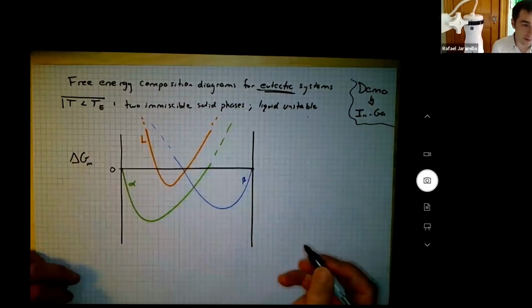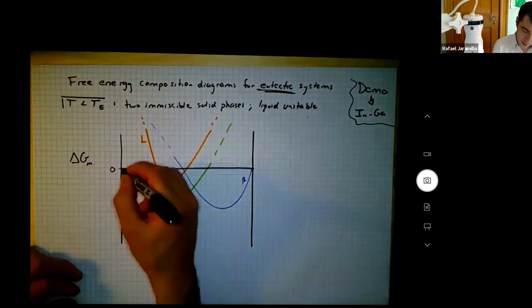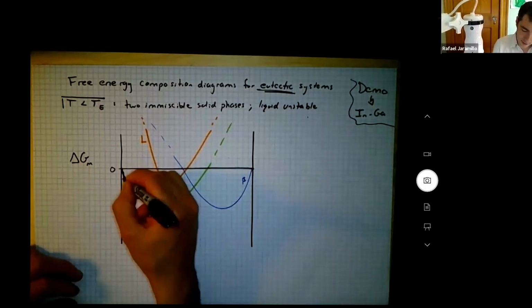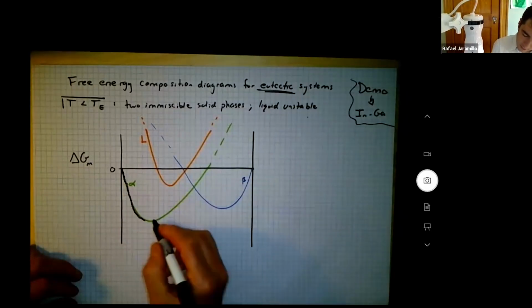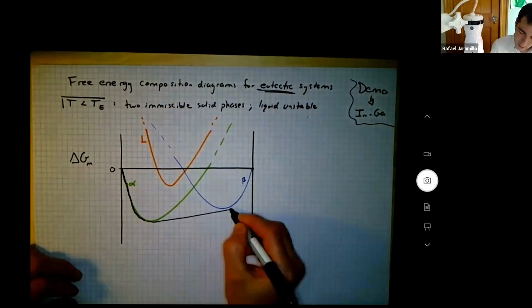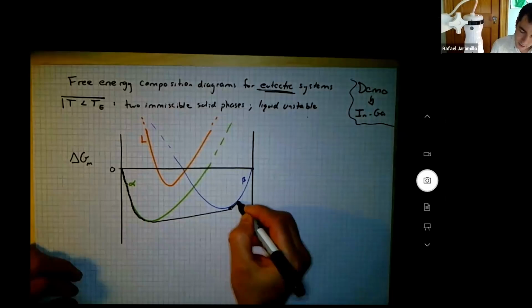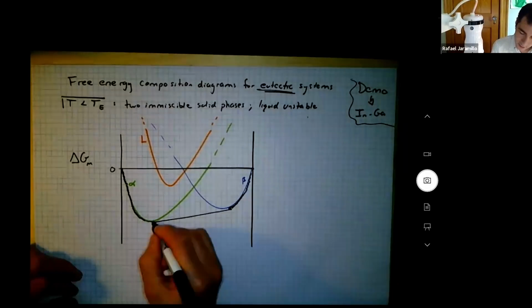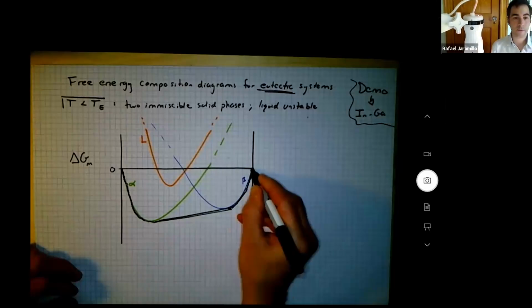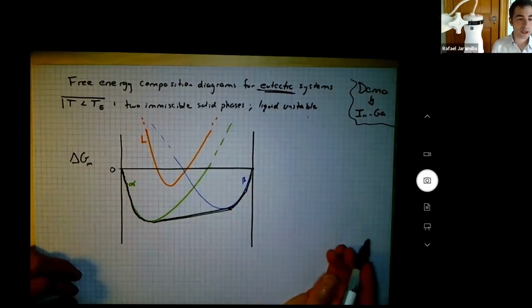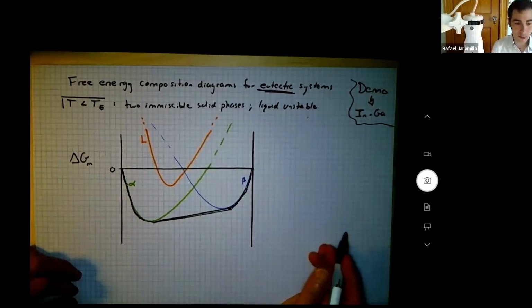And let me draw my taut rope. My taut rope is going to be pulled like this, and then it's going to become a straight line. Sorry, it didn't quite hit my common tangent point there, but I think you can get the point. There. So there is my free energy composition diagram for this system below the eutectic point.